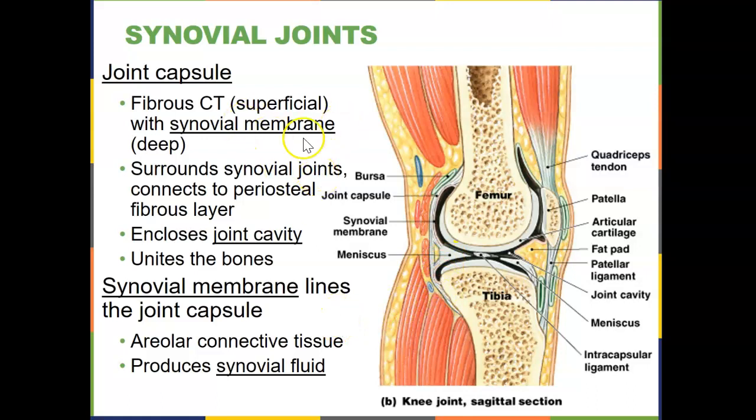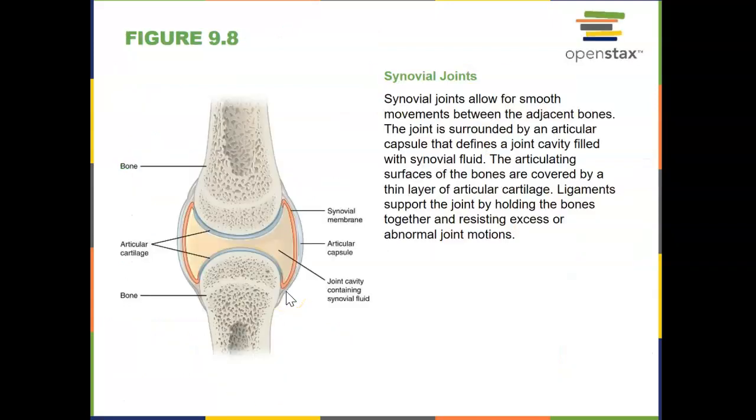The fibrous connective tissue connects to the synovial membrane. The synovial membrane is deep to that connective tissue in the joint capsule. So the joint capsule is that fibrous connective tissue, and then underneath it is the synovial membrane. They surround the joint, doing their jobs. It encloses the entire joint cavity, helps hold the bones together, and then you have the areolar connective tissue, and it produces the synovial fluid. You can't necessarily see that over here. Don't worry about it right now. Just know that the synovial membrane makes that synovial fluid.